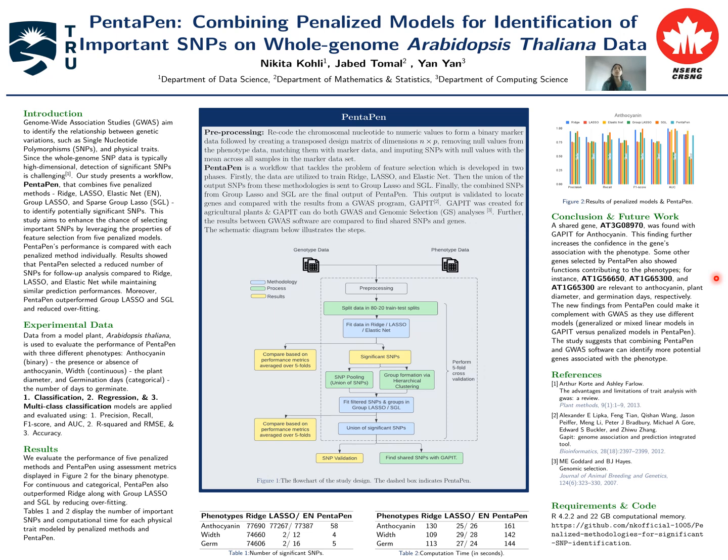A shared gene AT3G08970 found between GLBIO and Pentapen for the binary phenotype increases the confidence in the gene's association with the phenotype. This gene is found to compensate for growth defect in the Arabidopsis species.